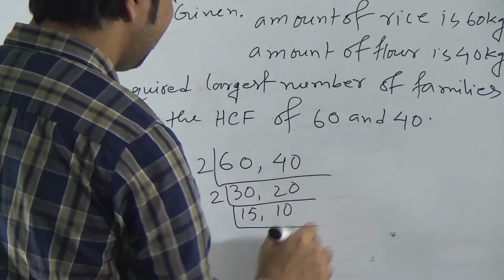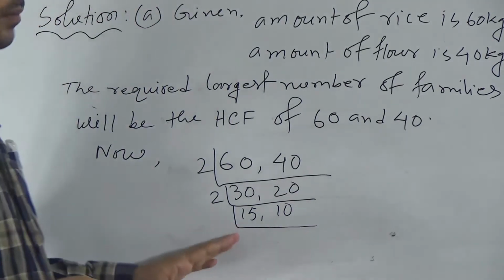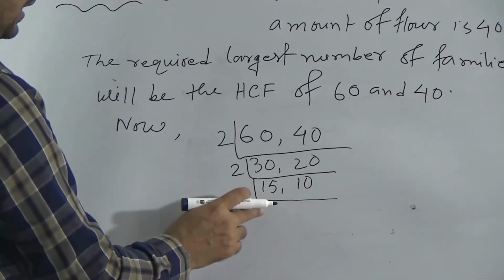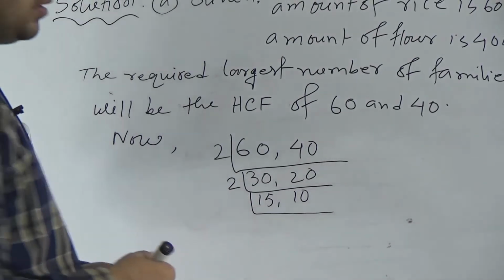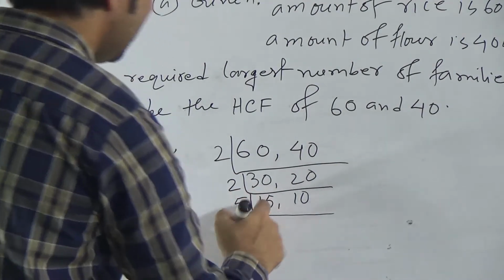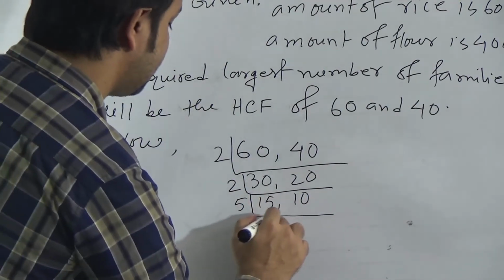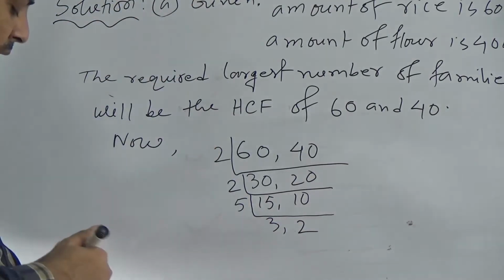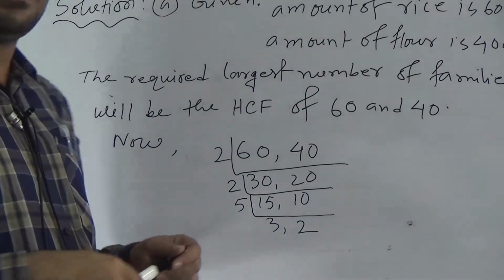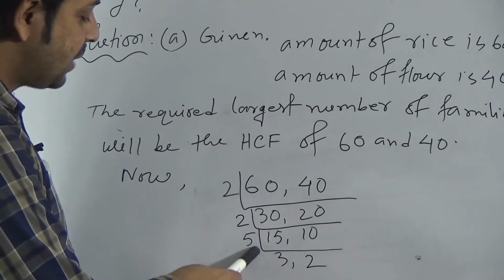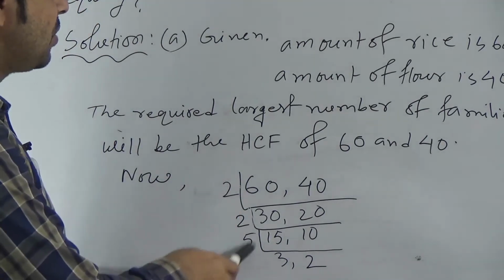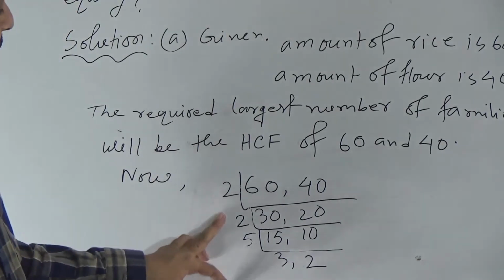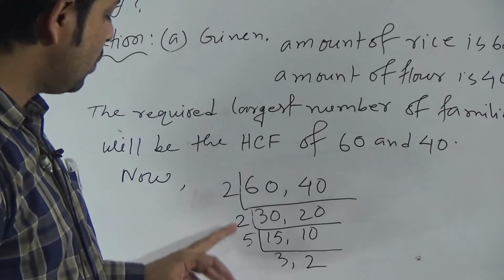We have to take the number which can divide all the numbers when we do the HCF. So if we consider 3, 3 can divide 15, but 10 is not divisible by 3. So we cannot consider 3. After 3, the prime number is 5. 5 can divide both the numbers. So we will get 3 here and 2 here. Now, when we do the HCF, we have to remember that we have to take the common prime factors which are taken on the left side of this technique. We have to take the product of only these factors, 2, 2 and 5.